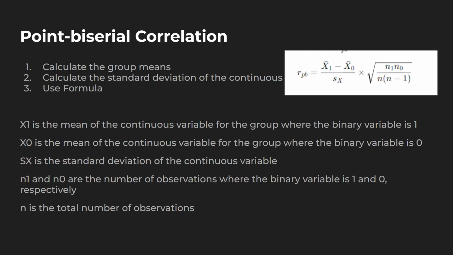So here's how we can calculate the point-biserial correlation. Number 1, calculate the group means. Number 2, calculate the standard deviation of the continuous variable. And then number 3 is use this formula over here to the right. x1 is the mean of the continuous variable for the group where the binary value is 1. x0 is the mean of the continuous variable of the group when the binary value is 0. S of x is the standard deviation of the continuous variable. N1 and N0 are the number of observations where the binary variable is 1 and 0. And then N is the total number of observations.